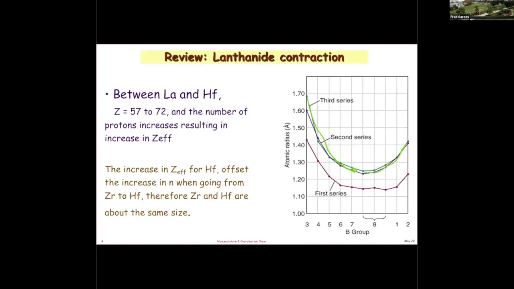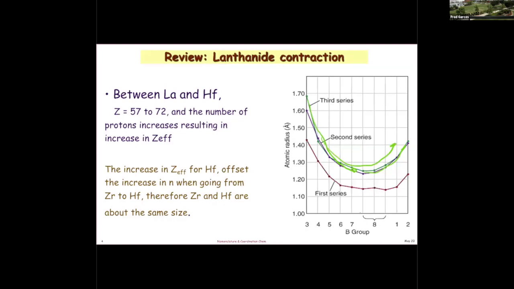That's because, remember, when you fill the d orbitals, you go d1, d2, d3, d4, d5, and then d6, d7. Now you have 2 electrons in the same orbital, and you have electron-electron repulsion. That will expand the electron cloud slightly, because electron-electron repulsion tends to expand the electron cloud. That's why you see this trend right here where it goes down and then goes slightly up.